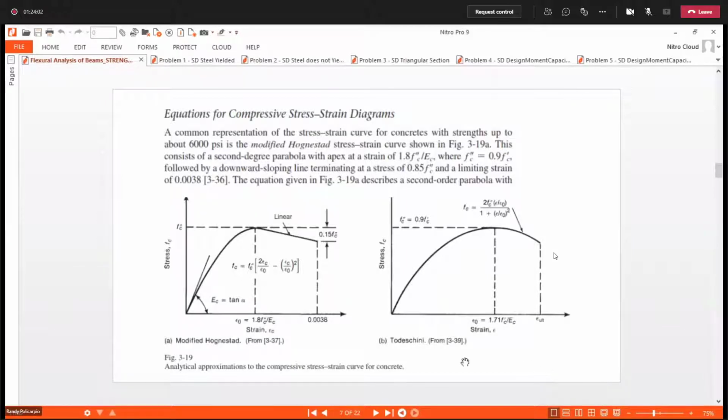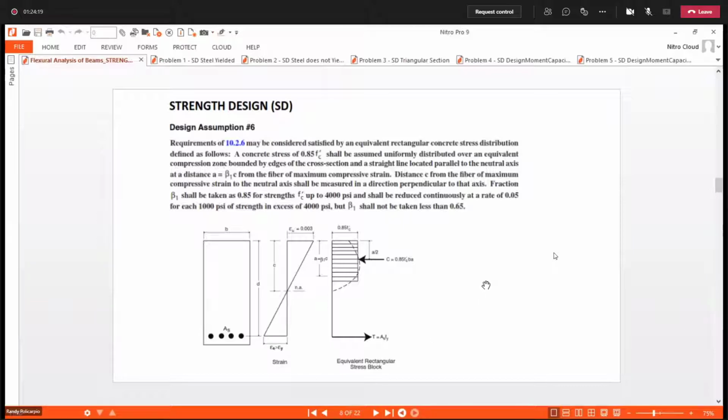Okay? So yun yung ating mga shape, no? Shape ng ating concrete, no? Stress strain diagram. Now, so yun yung design assumption number 5, no? So that is permitted by the code.